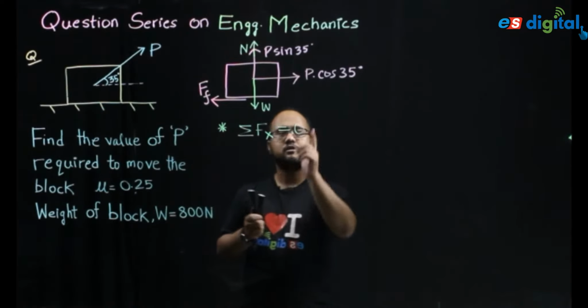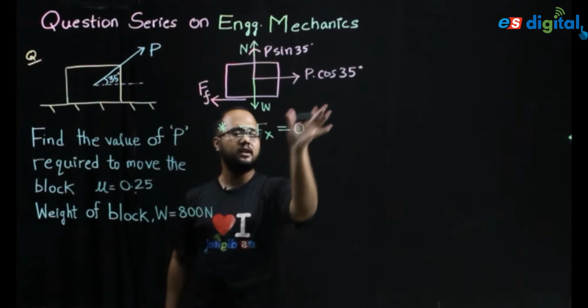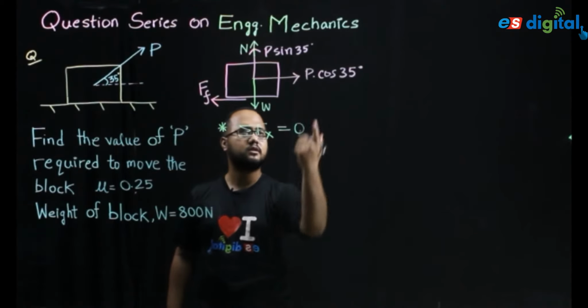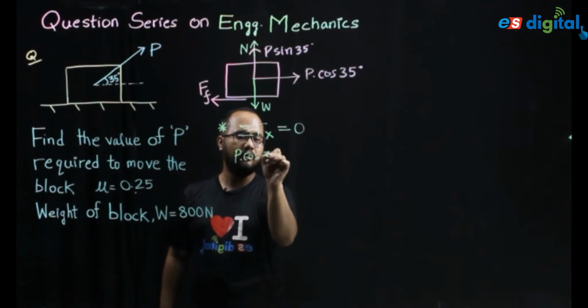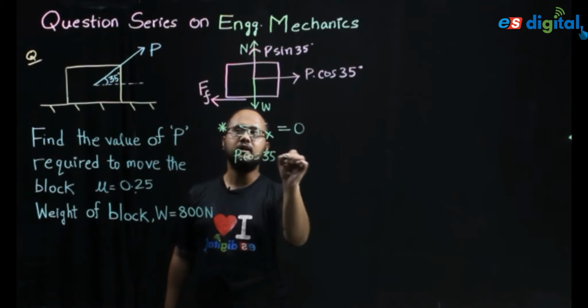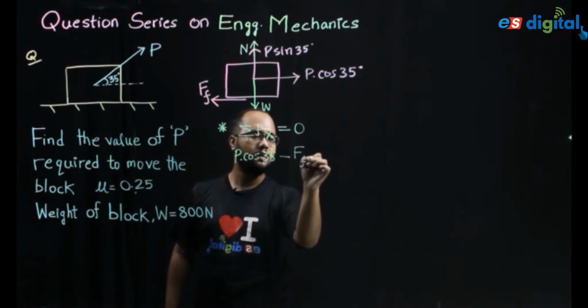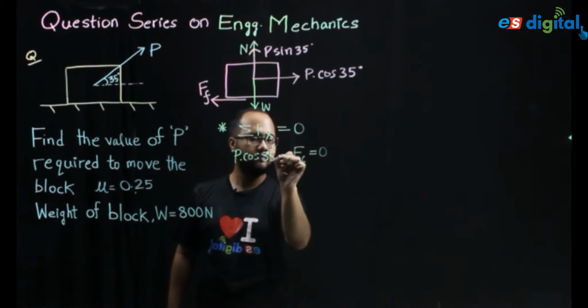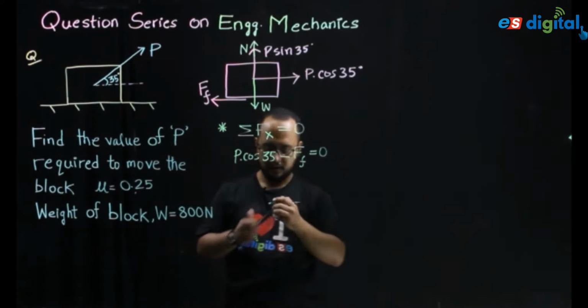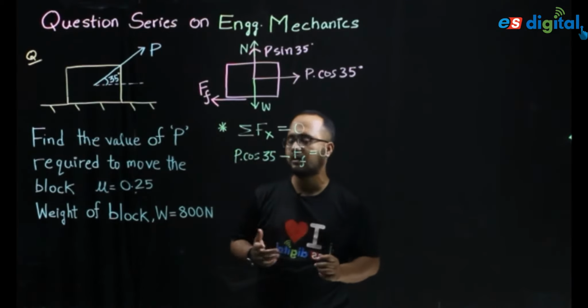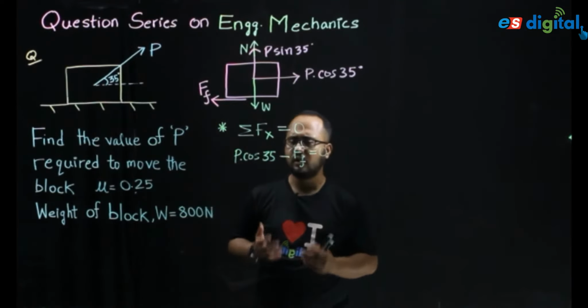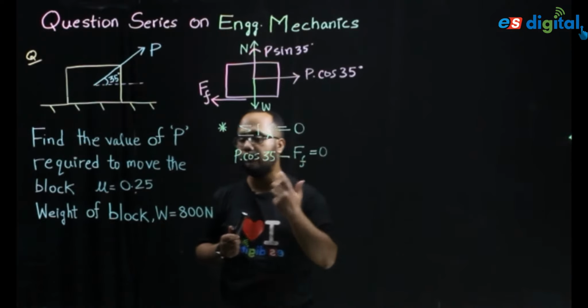Okay, so we apply the equilibrium equation for the horizontal forces. One force is P cos 35, minus frictional force, equals 0. In this case we can apply the impending motion condition, because the condition is required to move, just a motion condition, so we can apply impending motion.